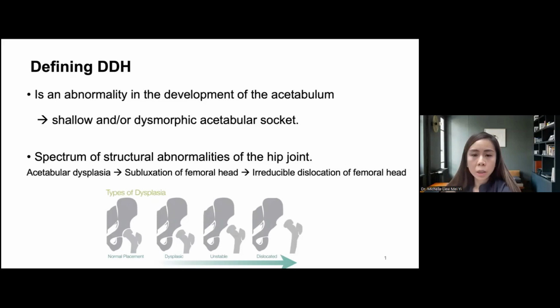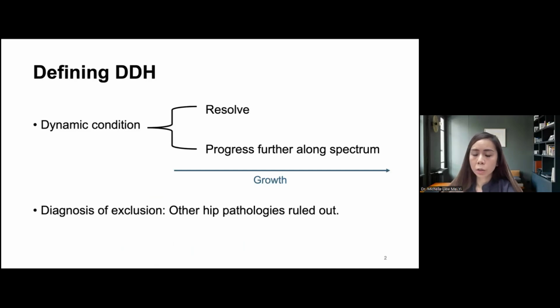So what is developmental dysplasia of the hip? It is defined as an abnormality in the development of the acetabulum, resulting in a shallow and/or dysmorphic acetabular socket. It is a spectrum of structural abnormalities of the hip joint, ranging from subtle acetabular dysplasia with preserved joint congruency, to subluxation of the femoral head where there is undercoverage of the femoral head, to frank dislocation of the femoral head where it remains irreducible.